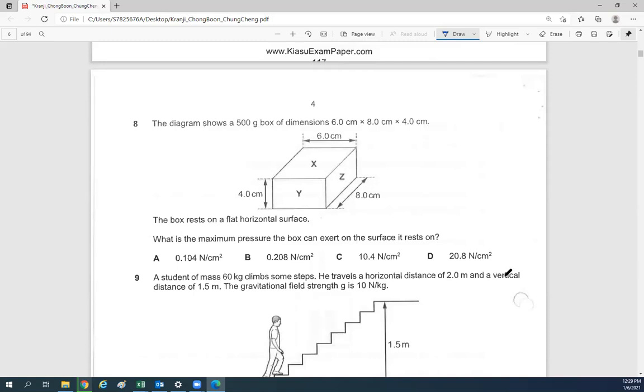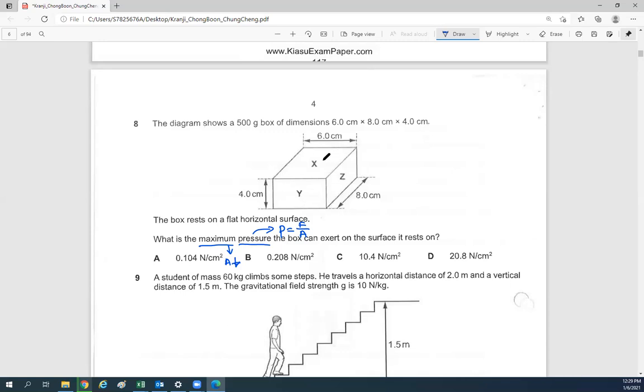Okay, next, what is the maximum pressure? So they're not just asking you to find pressure, they're asking you to find maximum pressure. So to find the maximum pressure, first of all, you need to know what is the formula for pressure, which is force over area. So that's the first important thing you must know. Second important thing, to find maximum pressure, I need to know that the area must be the smallest area.